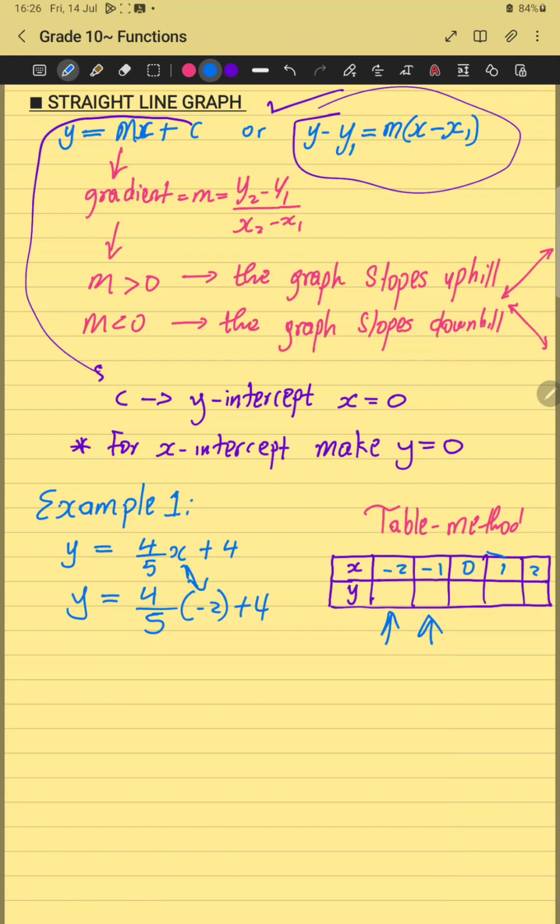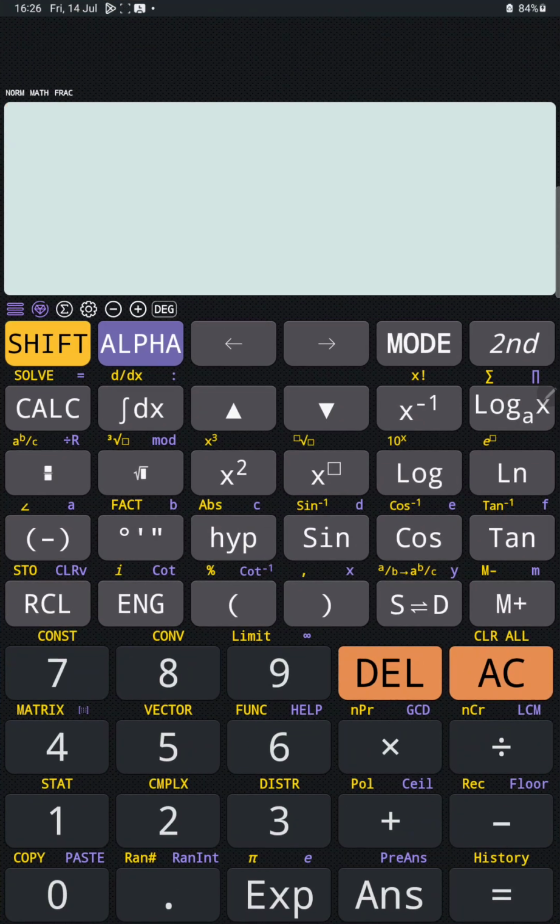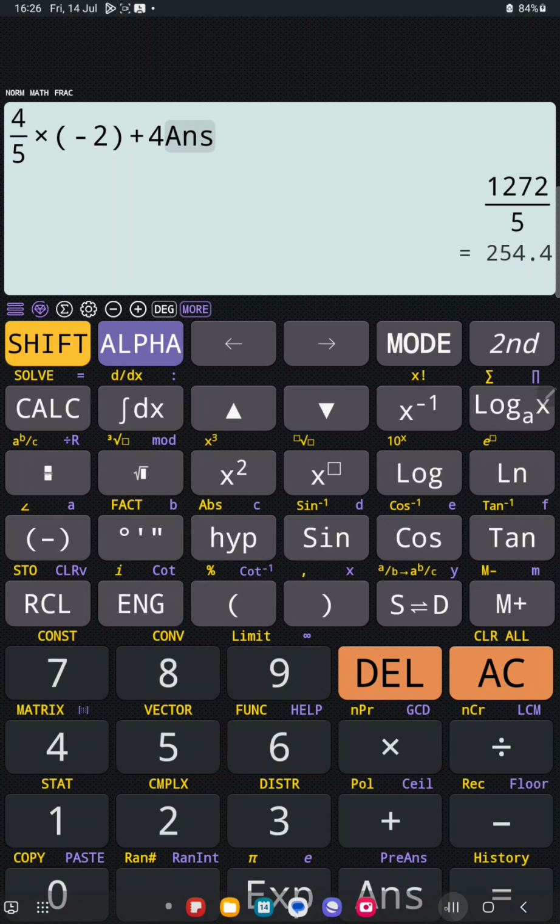Now let's use our calculator then. All right, so that means it's going to be 4/5. So open brackets, in the place of x we're going to put open brackets, -2 and then +4. So that means it is 2.4, which is 12/5. That is 2.4.